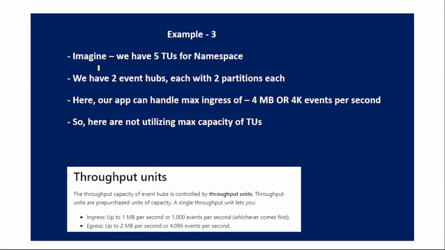Now let's try to understand another example. So imagine we have 5 TUs for a namespace, and we have 2 event hubs, each with 2 partitions. So here our app can handle a maximum ingress of 4 MB or 4000 events per second only, that is 2 into 2, and here we are not utilizing the maximum capacity of all the TUs.